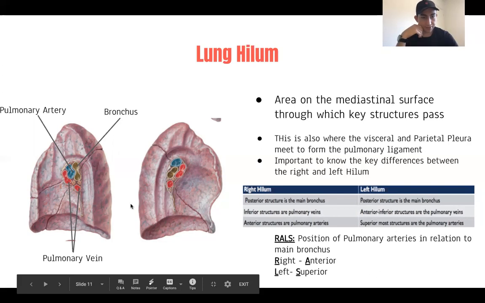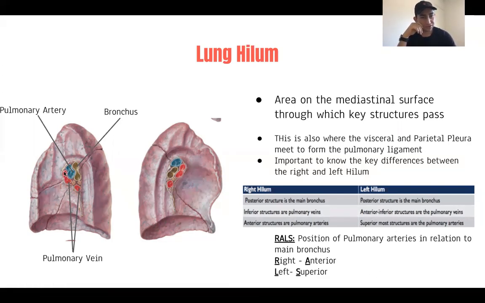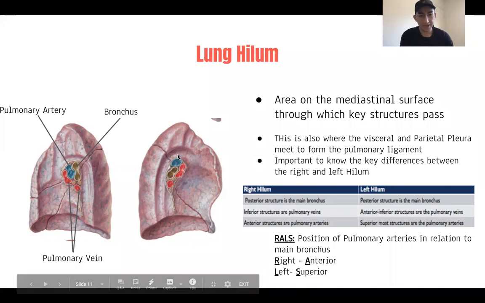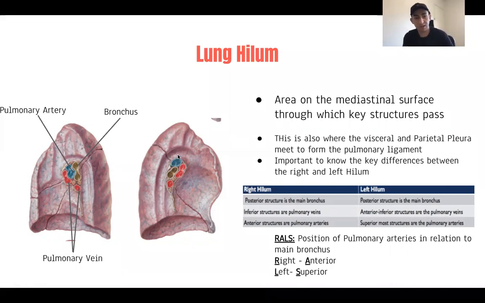Okay, so if you look at this diagram, the bronchus is always kind of posterior. The position of the pulmonary artery is the one which varies the most in relation to the main bronchus. So in the right lung, it's anterior to the main bronchus, and in the left lung, it's superior to the main bronchus. The blue one is the pulmonary artery. It is blue because it contains deoxygenated blood, because it's a pulmonary artery. I think you guys should know that.